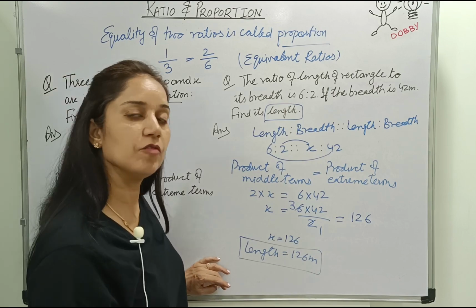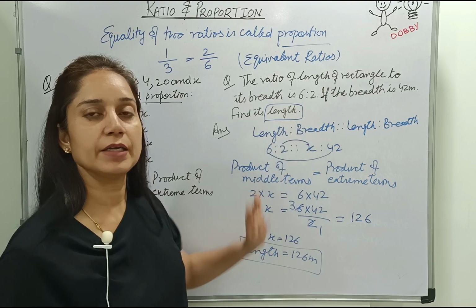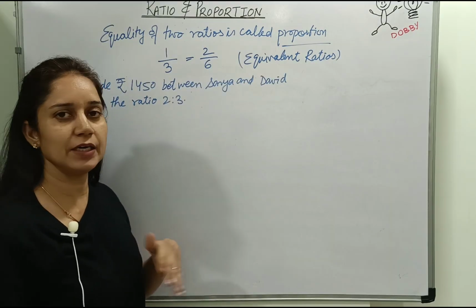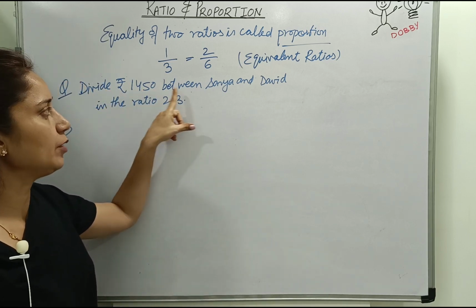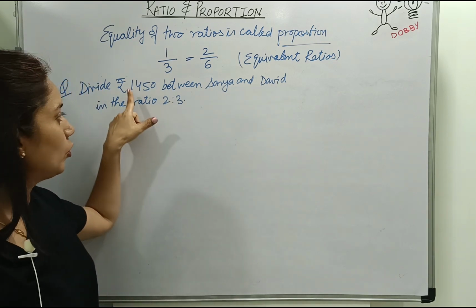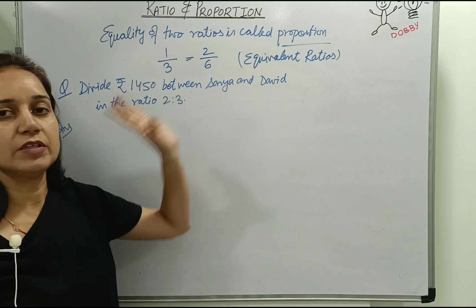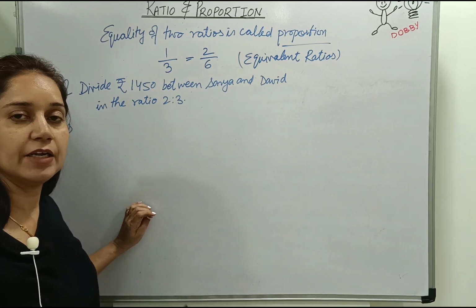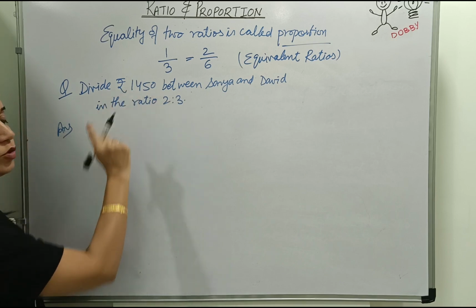Okay. This is how we can find any of the information when two ratios are given and one part is missing. Let us try one more question. It is also based on ratio but a little bit different. See how. Divide rupees 1450 between Sania and David in the ratio 2 is to 3. Total amount is given. Ratio is given. This amount is divided between Sania and David. So we have to find how much Sania and David will get as their share. Here we have to work on total ratio and total money.